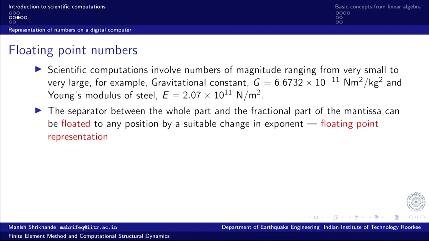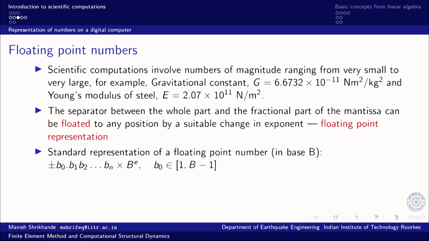So, 6.6732 multiplied by 10 to the power minus 11 can be written as 0.66732 multiplied by 10 to the power minus 10. So, the decimal point, that is the separator between the whole part and the fractional part, can be floated around by change in exponent, and that is why it is called a floating point representation.